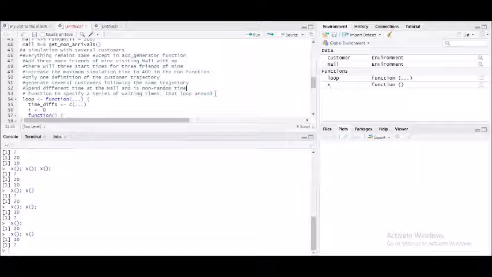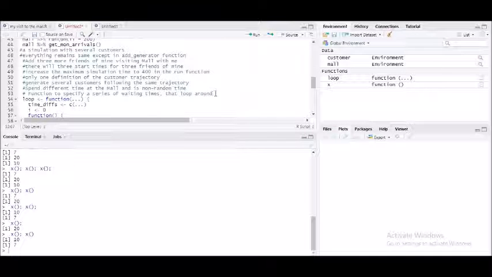Now we can add 3 or more friends of mine visiting the mall with me. As the scenario was discussed, there will be 3 start times for 3 friends of mine. Mine has already been there, so there are 3 more friends, so there would be 3 more start times for them. Increase the maximum simulation time to 400 so that we are able to run that function in a very proper manner.